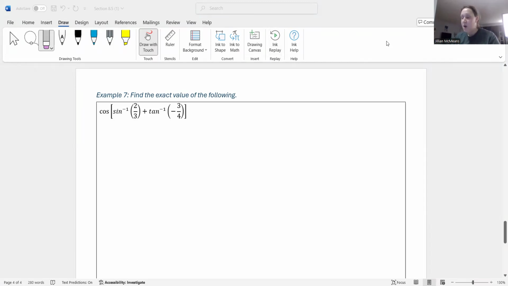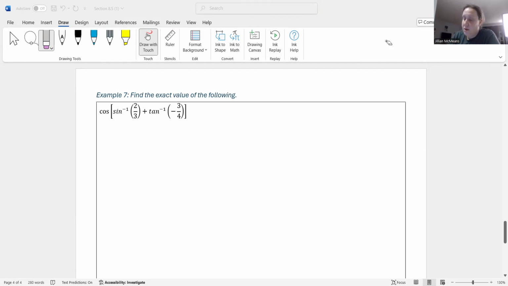Okay, so for example 7, the directions say find the exact value of the following. That shouldn't surprise you because the whole point in this section is finding the exact value of things that maybe it feels like we shouldn't be able to get exact values for. Okay, so what we have is cosine of inverse sine of 2/3 plus inverse tangent of -3/4. So let's talk about a few things.